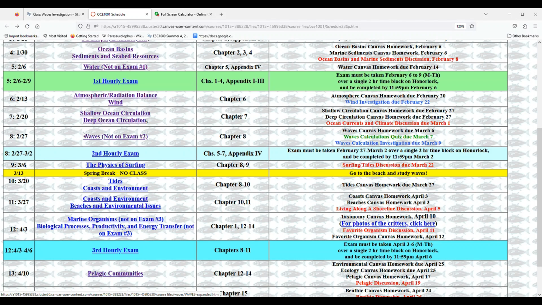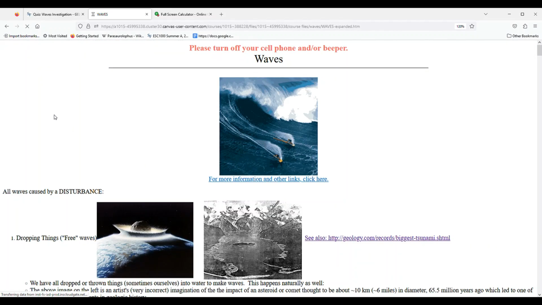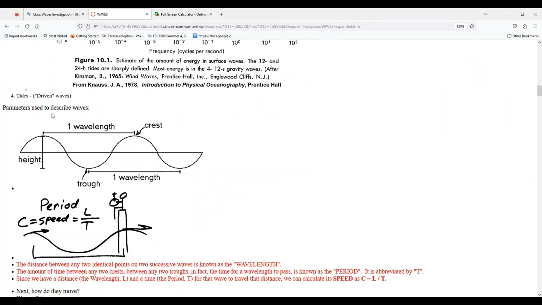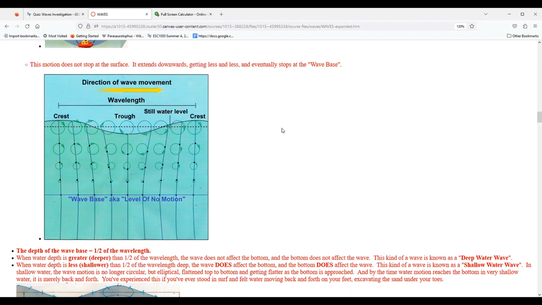And notice waves, this material will be on the third exam, which is coming up at the beginning of next month. So let's click on waves and scroll down here. And the first thing I want to show everybody is this right here. I'm sure you realize that there is what's known as the wave base, or the level of no motion. And to just remind you, the depth of the wave base is equal to 1/2 of the wavelength.